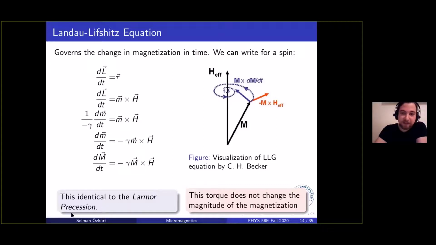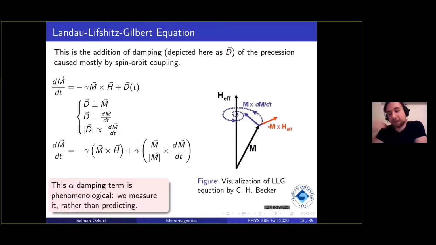This is the name that is used more commonly in nuclear magnetic resonance, and this is ferromagnetic resonance, as we do experiments with it. And this torque doesn't change the magnitude of the magnetization, which has to be the same anyway, because we are in a ferromagnet. So in the scale we are at, the magnitude of the local magnetization of a ferromagnet has to be the same everywhere, except in some rare cases and temperature dependence, of course.